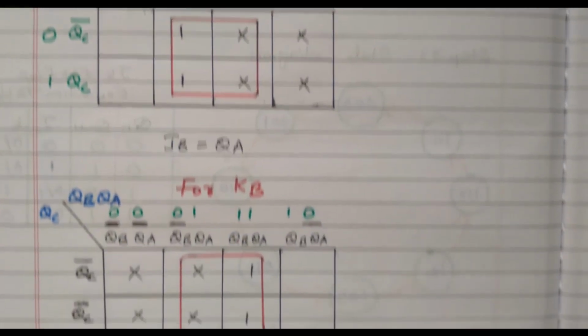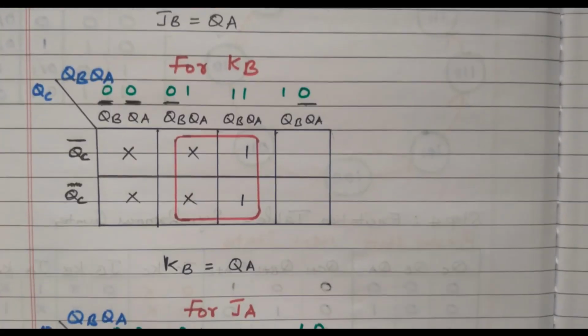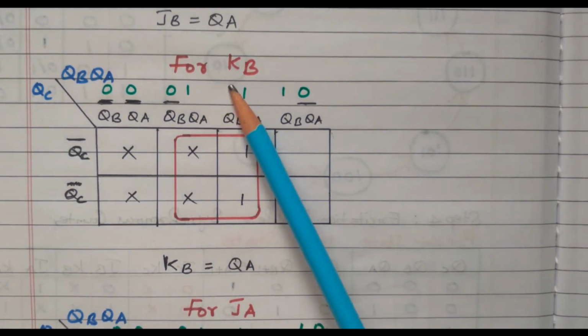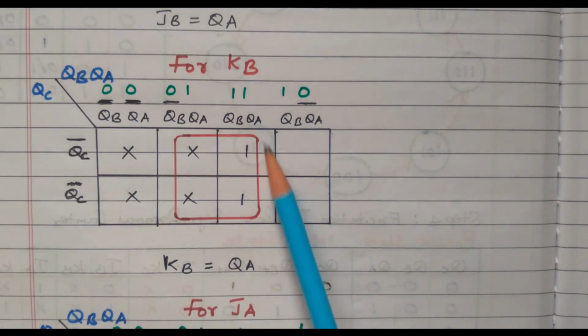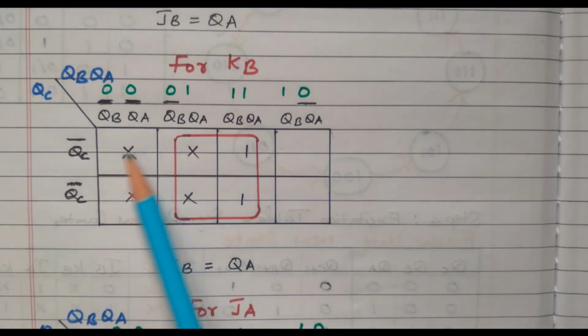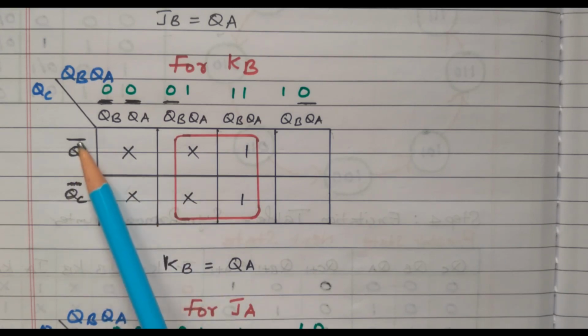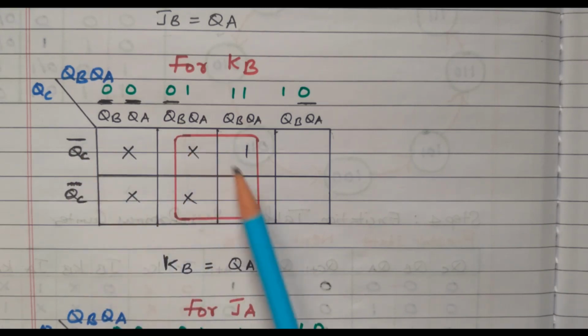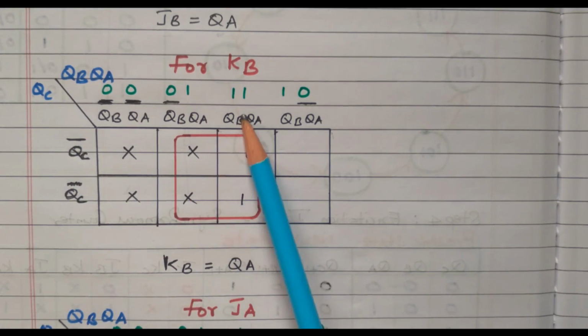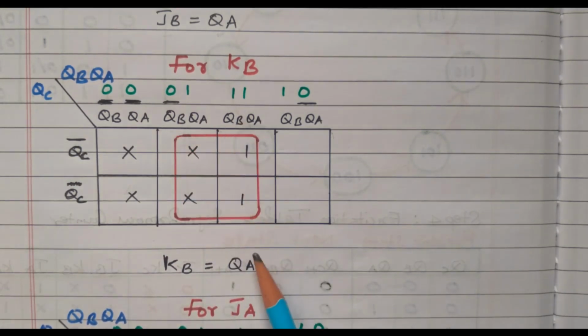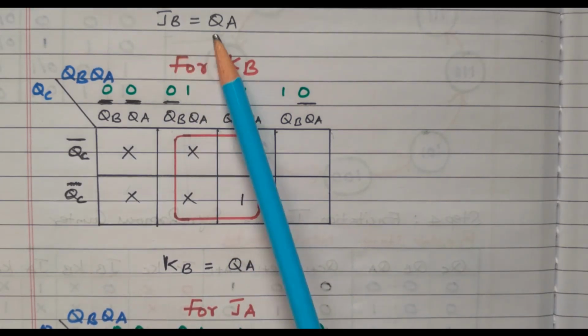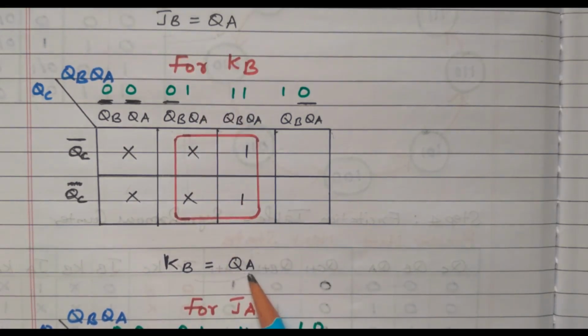Now we'll go to the KB value. So the KB value, from the tabular column it is marked that 4 cross marks are available and 2 ones are there. So we can combine these two cells. If we combine these two cells, these two are cancelled. QC bar and QC cancel. We need to verify only this second column and third column. In that QB and QB bar cancel, only we have QA, right. So JB also QA, KB also QA, right.